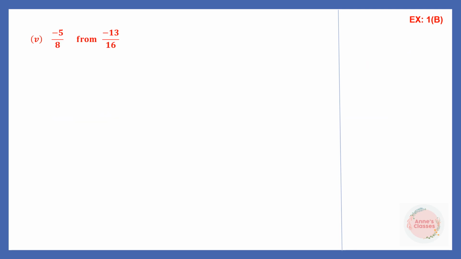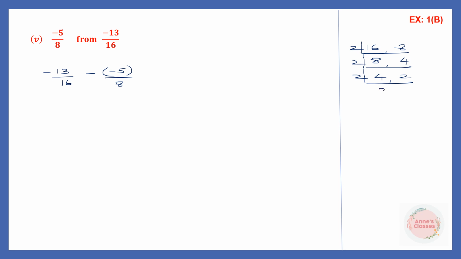Question 5. Here let's write down the second rational number first. Minus 13 by 16 minus 5 by 8. So again the denominators are different. Let's find the LCM of 16 and 8. Use 2. 2 8s are 16. 2 4s are 8. Continue. 2 4s are 8. 2 2s are 4. Continue. 2 2s are 4. 2 1s are 2. Again we're going to use 2, 1 and 1.